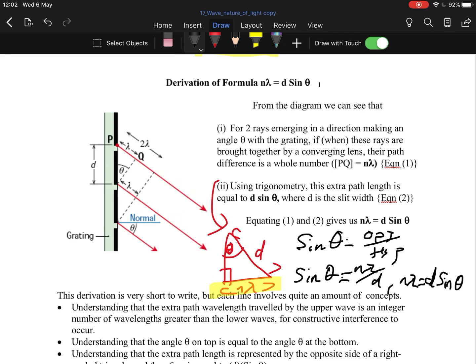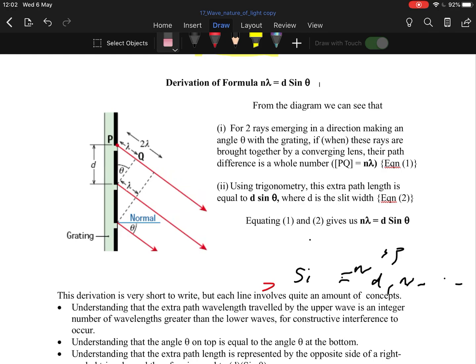So n times lambda over d equals sine theta, so n times lambda equals d sine theta. There you go, that's your equation. It's very straightforward. That's your derivation. You just draw your diagram for this one. Draw your triangle, pull the triangle out, and you can show it there.